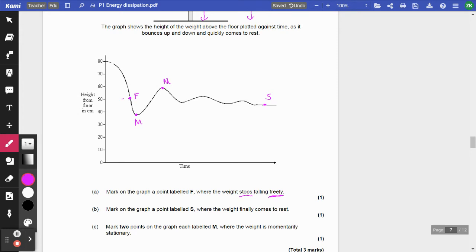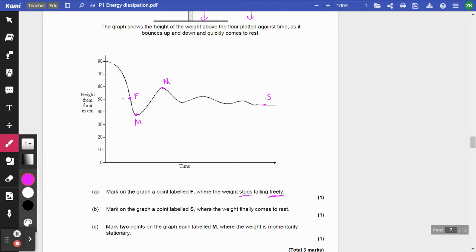Next, mark on the graph a point where the weight finally comes to rest. So we can see here, over time, the object doesn't really move and change in height all the way throughout here. So you can put S anywhere along this section here.